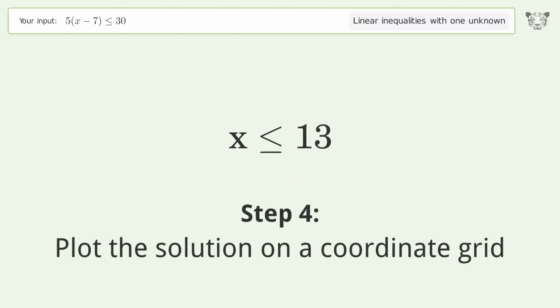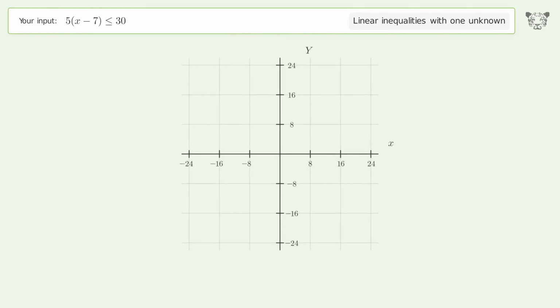Plot the solution on a coordinate grid. And so the final result is x equal or smaller than 13.